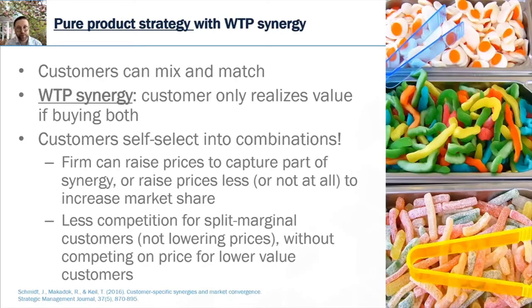So you could also have a pure product synergy or a pure product strategy with willingness to pay synergies. Again, customers can buy whatever they want, one thing or multiple things. In this case, because it's a willingness to pay synergy, the customer only realizes increased value if they're buying both offerings. So for example, I talked about multiple Adobe products working well together. Or perhaps even the better example is Apple's smartphone with the Beats headphones.